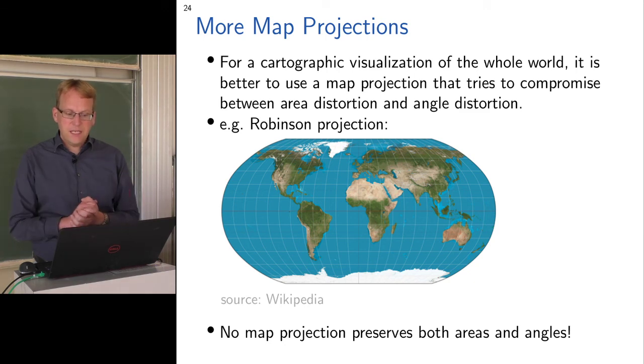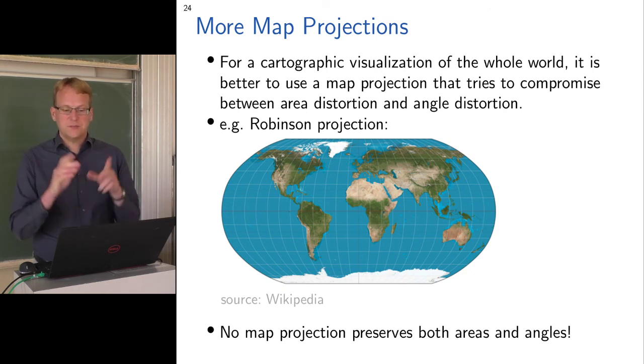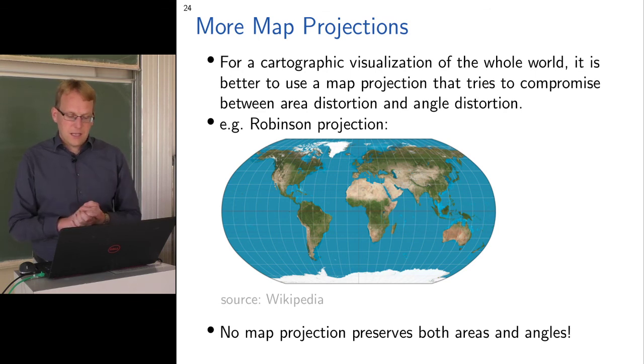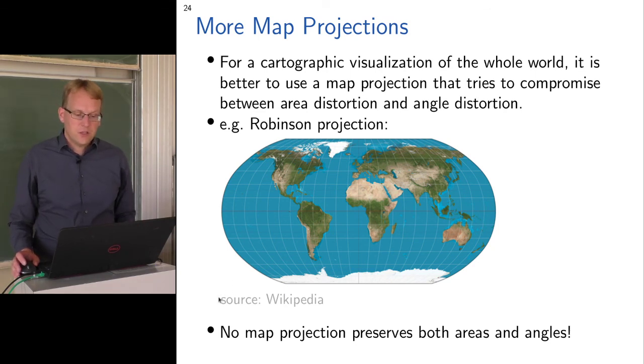There are many other map projections, of course, especially for world maps. In cartography, sometimes you want to depict the entire Earth, and then none of these cylindrical projections is really working well. So there's, for example, this Robinson projection. You can see immediately that this is not a cylindrical projection because the meridians are not displayed as vertical lines. We have these curves here instead, right?